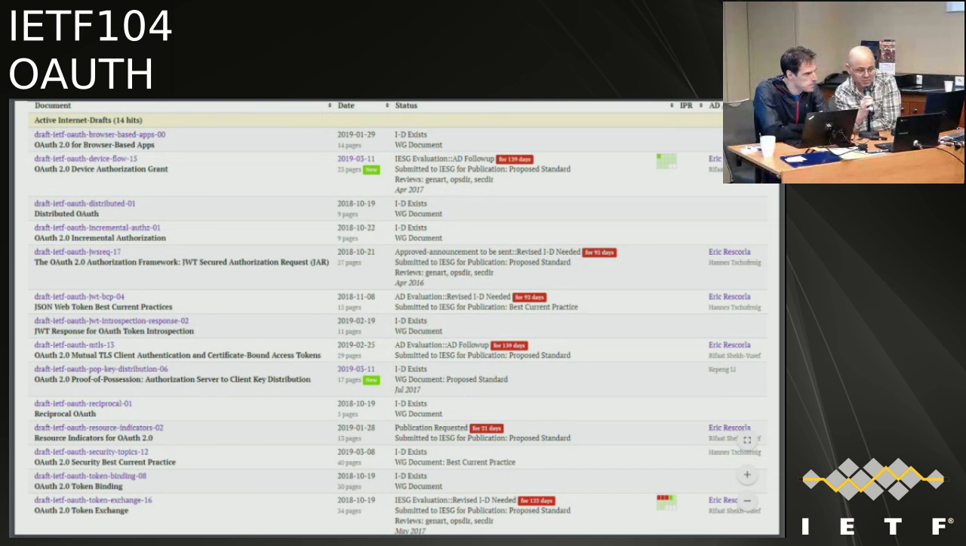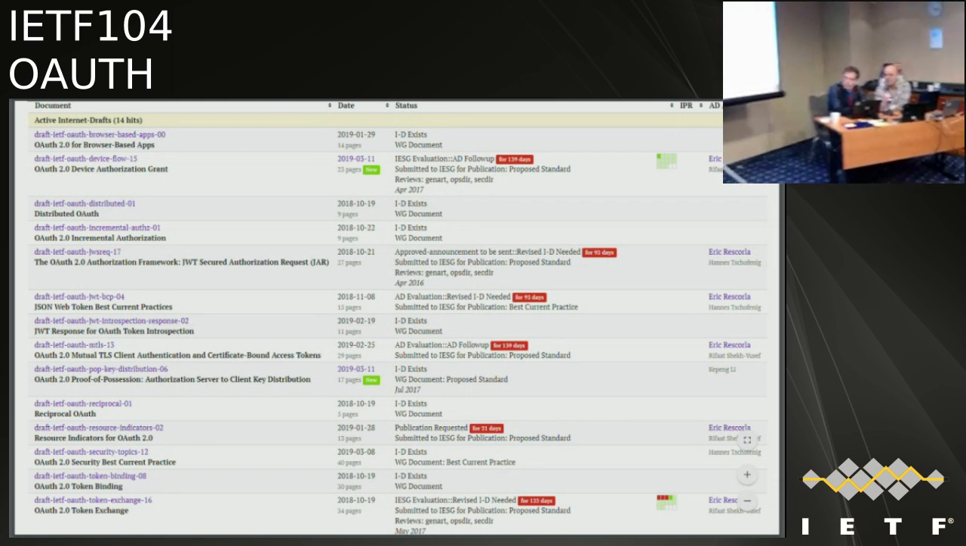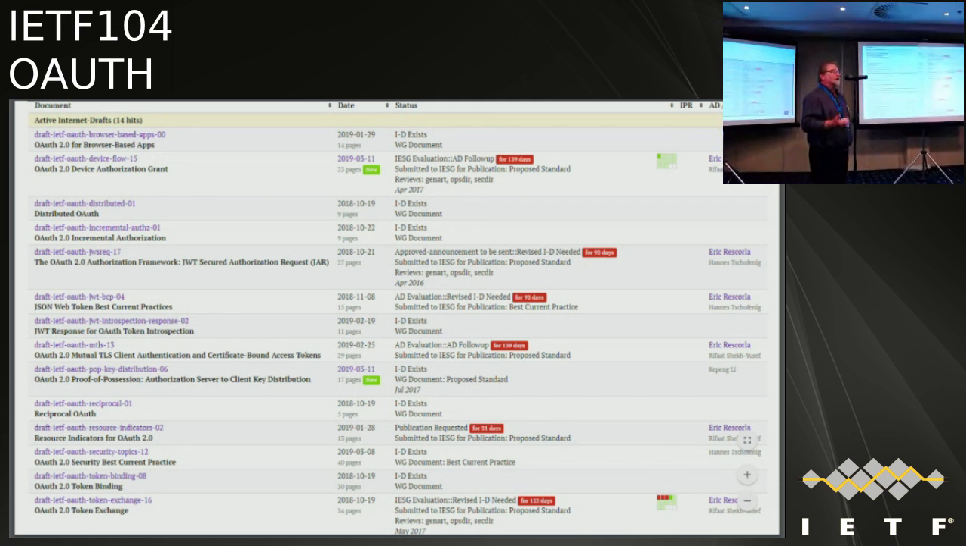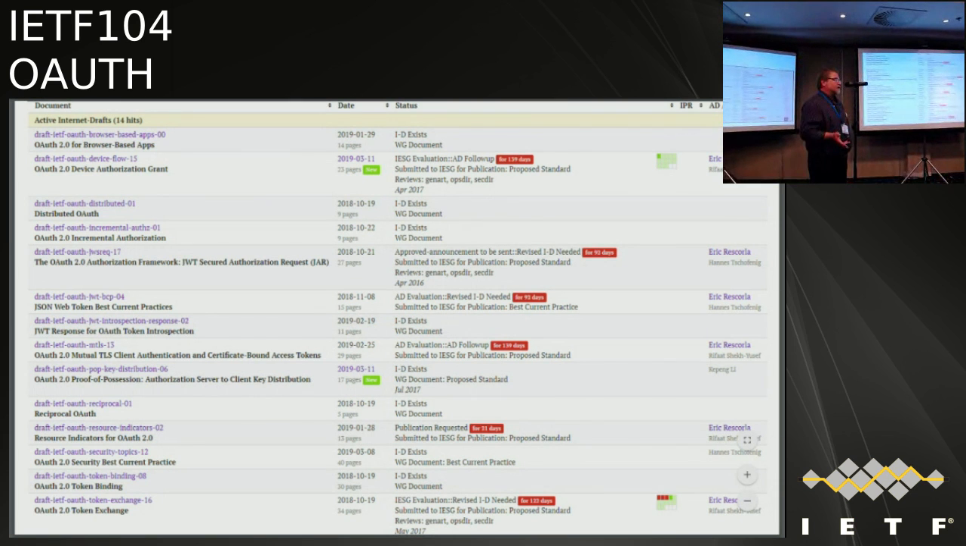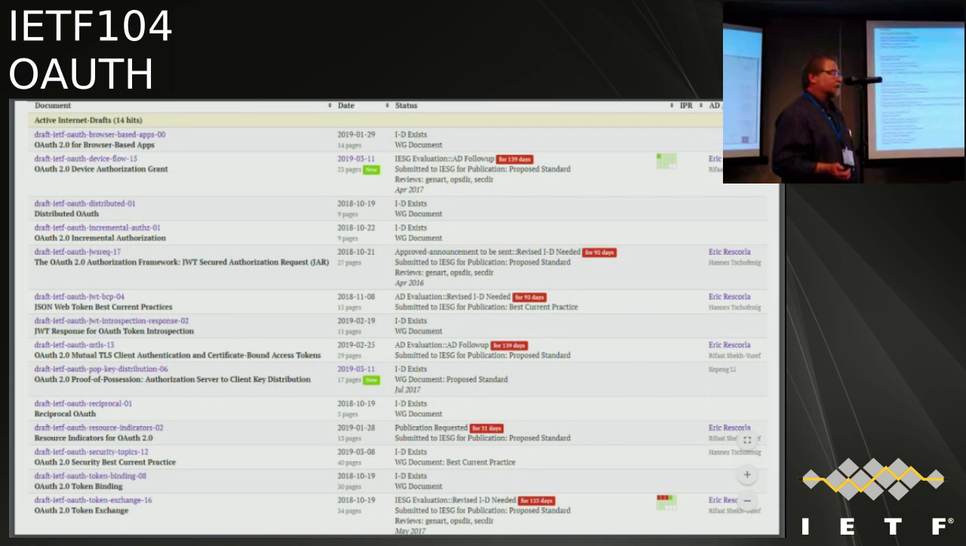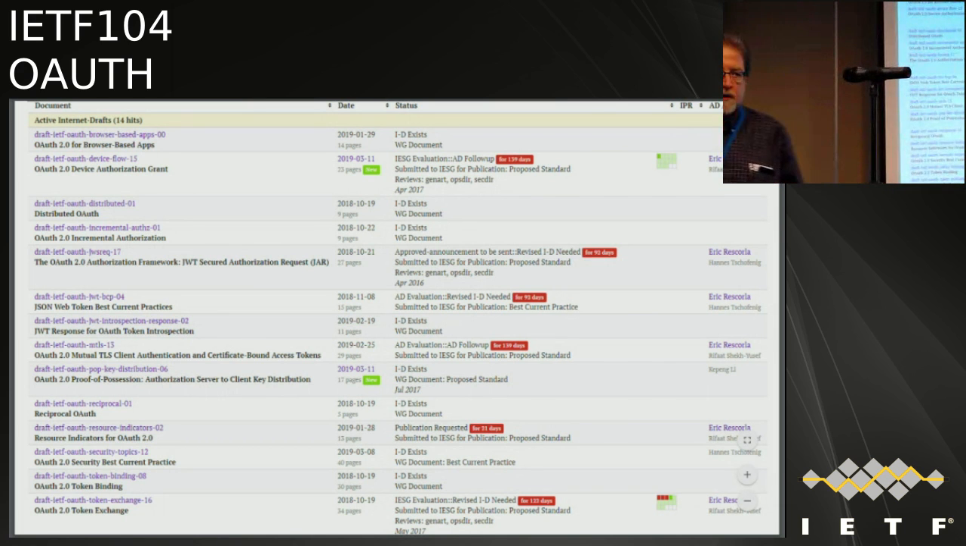And then the JWT BCP. I think it's with Eker. The JWT BCP completed IESG review. We addressed all the area director feedback. I believe Eker just needs to push the button once he's satisfied that I'm correct, so that it goes to the RFC editor. And I think you have enough votes for it to pass.